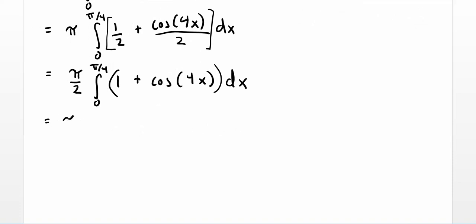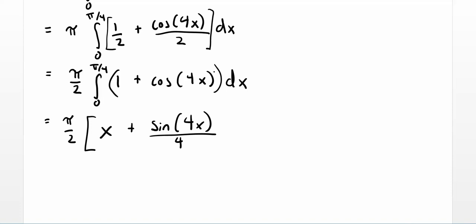Now let's integrate. This is x plus the antiderivative of cosine is sine. Inside stays the same. And then you divide by 4. If you don't know that shortcut yet, I think I have a video on that somewhere else. But you just integrate the function like you normally would and divide by the slope of the linear function on the inside. This is going to be evaluated from 0 to pi over 4.